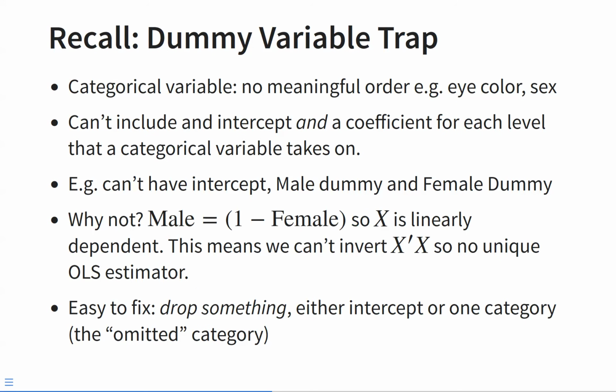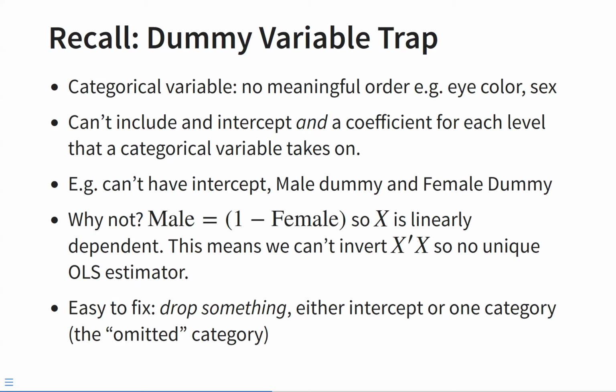But before I do, let me just remind you about the dummy variable trap. A categorical variable is a variable that has no meaningful order, for example, eye color. Now, we cannot include an intercept and a coefficient for each level that a categorical variable takes on. For example, we can't have an intercept, a male dummy, and a female dummy. Why not? Well, the dummy for male would be linearly dependent with the female dummy given the presence of the intercept, because the intercept is just a column of ones. So you could perfectly predict the male regressor using the column of ones and the female regressor. And that would mean that X prime X can't be inverted, so there is no unique solution for the OLS estimator.